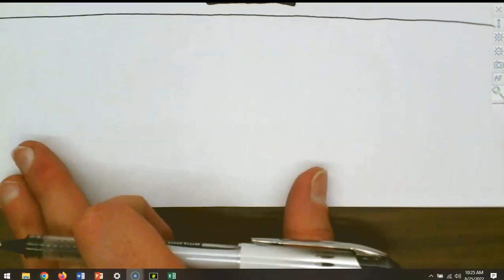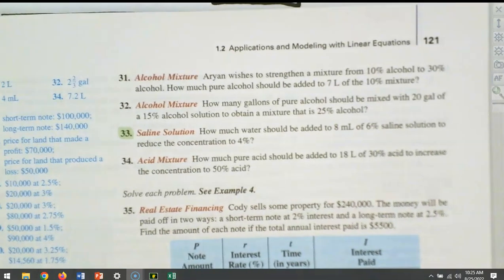And when we mix chemicals together, we have to look at the concentration and the amount. So the percentage rate and how much is actually in them. And we're going to do a couple of these. So let's look at, we'll do question 31 on page 121.